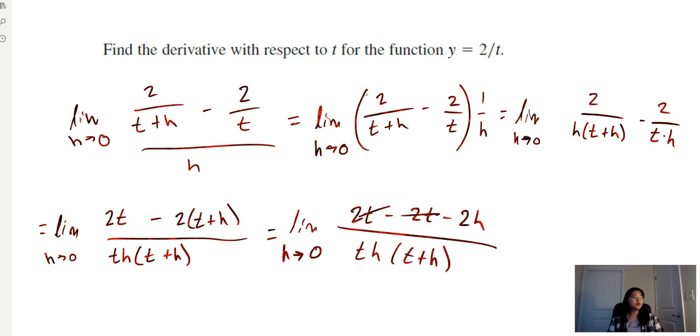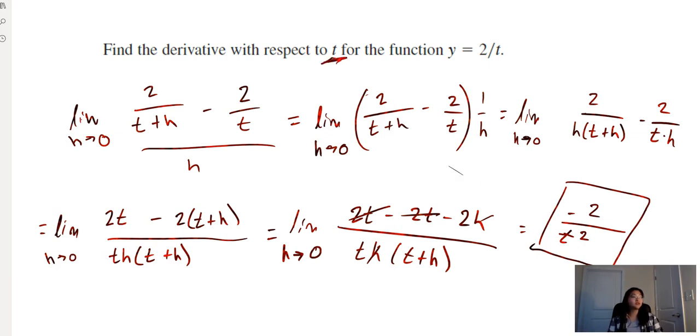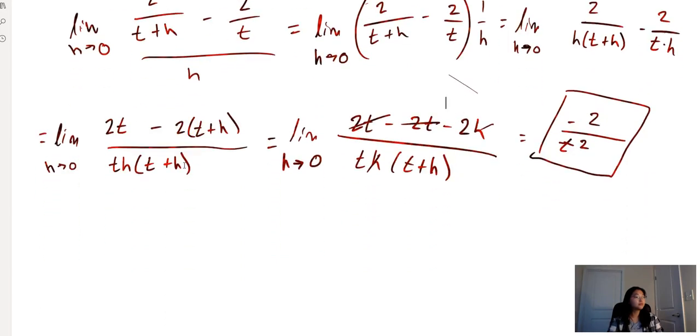Lovely. Those cancel. Those cancel. What are we left with? Negative 2 over t times t, which is t squared. Boom, derivative. And we're doing this with respect to t, so it makes sense that our derivative is a function of t. Cool, cool. Moving right along.